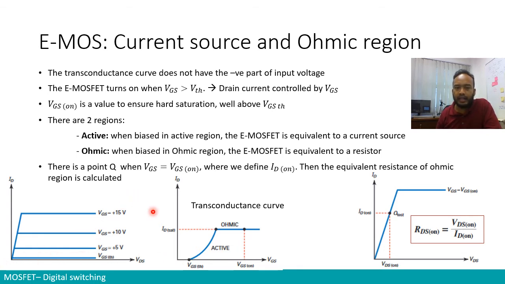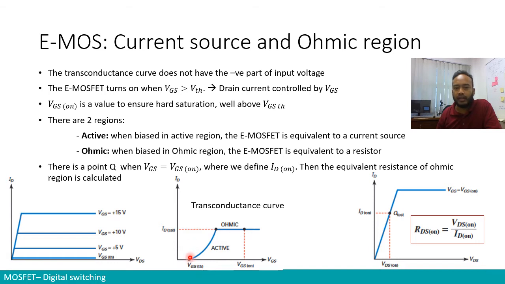Okay, so if you look at the transconductance curve, we don't have a negative part, as I mentioned just now. And then the MOSFET turns on as the gate voltage goes beyond the threshold value. And then we have a certain value that we call VGS on. VGS on is slightly higher than the value when it is saturated. So what's the purpose of VGS on? VGS on is basically a value that we put to ensure hard saturation. So it's beyond the saturation, and of course it is well above VGS threshold.